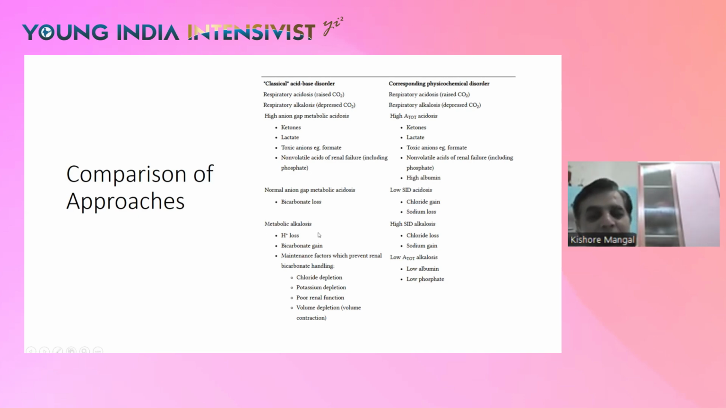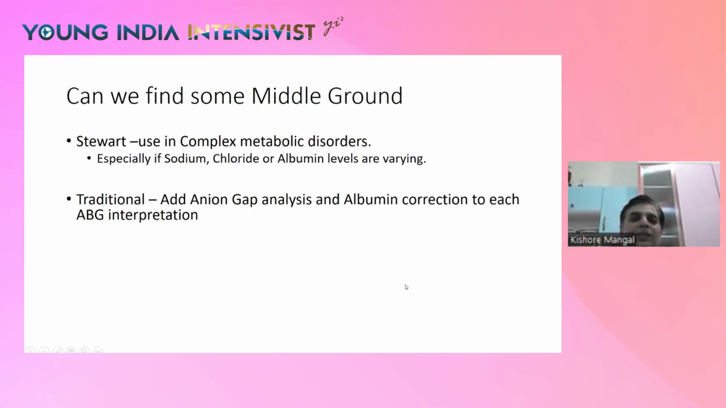In metabolic alkalosis, traditional teaching says it is either bicarbonate gain or acid loss, or maintenance factors which prevent renal bicarbonate handling, which are chloride depletion, potassium depletion, poor renal function, and volume depletion. As per Stewart's approach, it can be explained in the form of high SID alkalosis, which is chloride loss or sodium gain, or low ATOT alkalosis, which is low albumin and phosphate. So all the metabolic things can be explained by chloride increase or decrease, sodium increase or decrease, and mainly albumin increase and decrease.